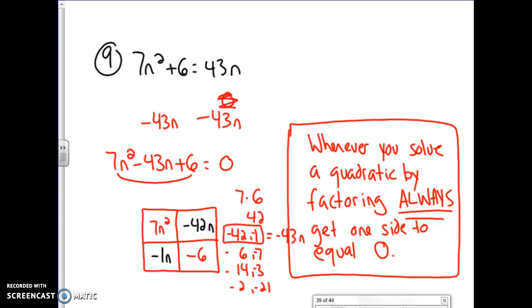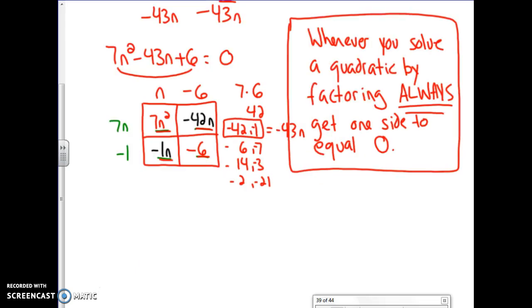What we talked about is we factor out the greatest common factor of each row and each column. Between those two, 7n is the greatest common factor. Between those two, -1 is the greatest common factor. Between those two, I just have an n, and between those two, -6 is my greatest common factor. So right now, my factored form is 7n minus 1 times n minus 6 equals 0. If you remember, we set each of these equal to 0. So I'm going to set 7n minus 1 equal to 0, and n minus 6 equal to 0.